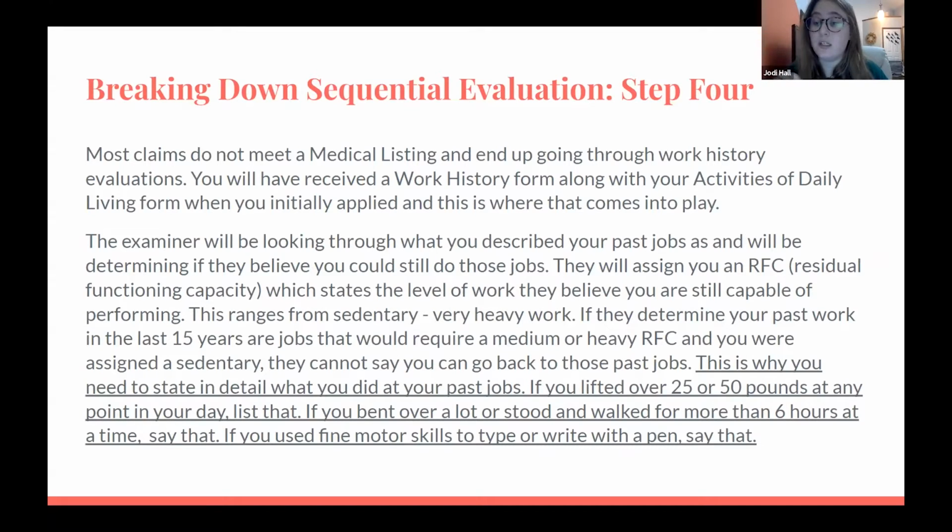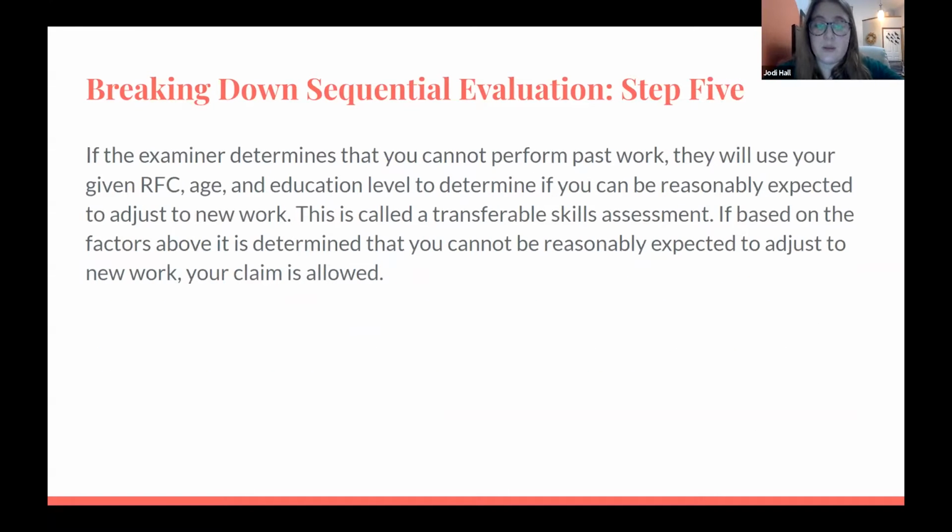And because you are limited to sedentary work and your past work was rated very heavy, then you would be allowed because you couldn't return to past work. And then that is what I'm saying here. If after the transferable skill assessment meeting, I've rated you sedentary and you've done hard, heavy work, so you can't go back, this is where most claims are allowed.